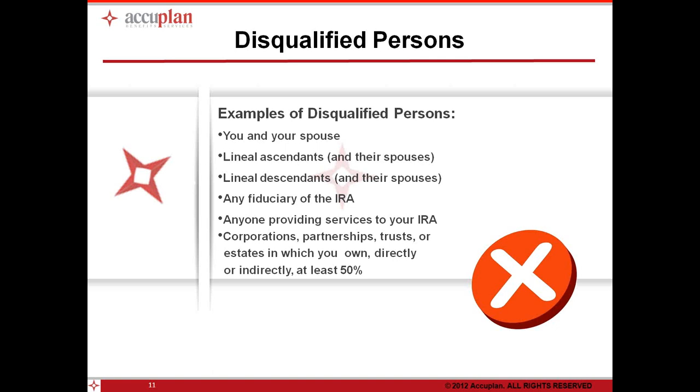Anyone providing services to your IRA, so that would include myself if I was looking to partner with an account holder, because of me providing a service through the custodial service and administrative services through AccuPlan, I would be considered a disqualified person. Corporations and partnerships, trusts, and other entities in which you own directly or indirectly at least 50% or more controlling interest in that organization. That 50% would also count as it relates to both you and your spouse combined.